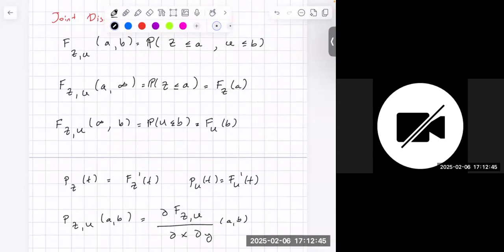And then to get the densities of individuals, what do I do? I take the derivative of those cumulative functions. How about when I have two of them? What does it mean to take the derivative of a function with two variables? Well, take the partial derivatives, right? So you take the partial derivative with respect to the first variable and the second variable. That gives you the joint density, okay? So to get the joint density, you have to take the derivative with respect to both components, which means taking partial derivatives with respect to both of them.